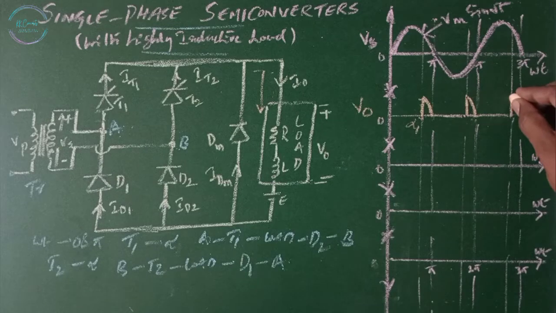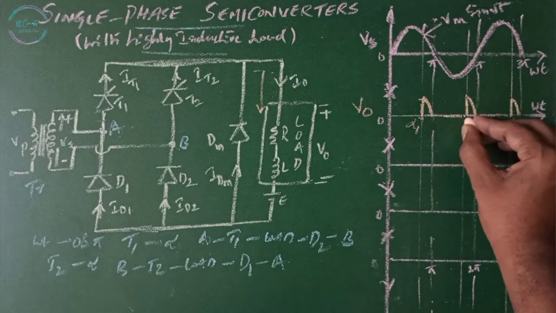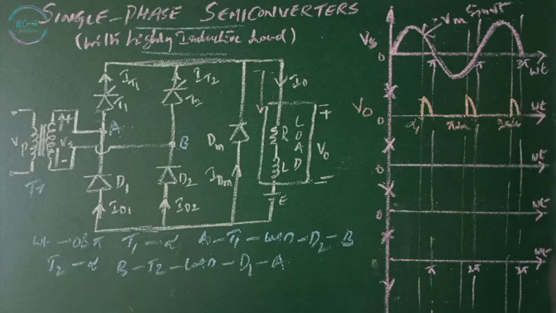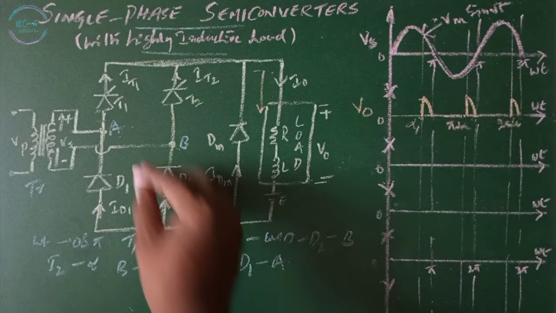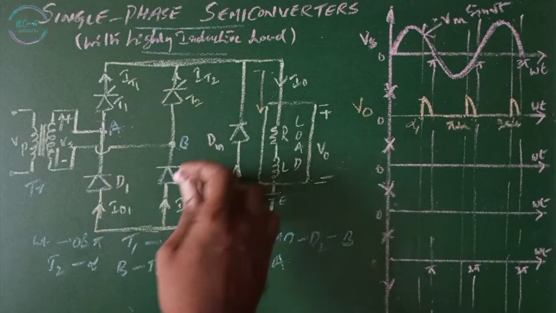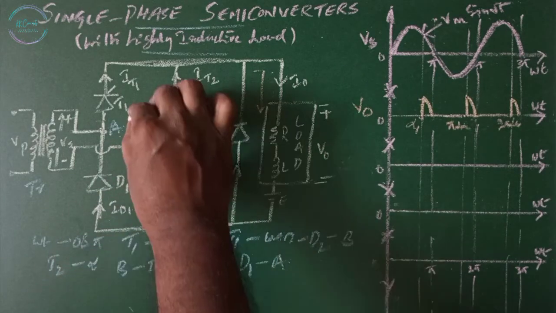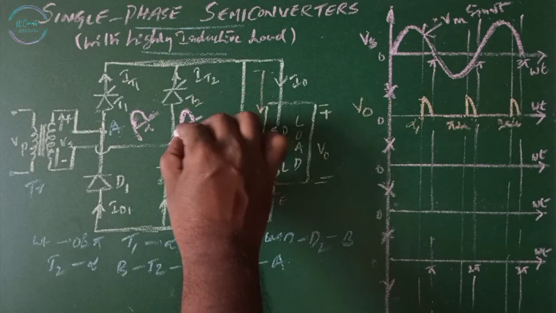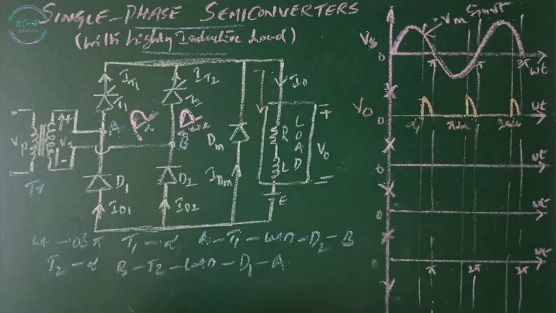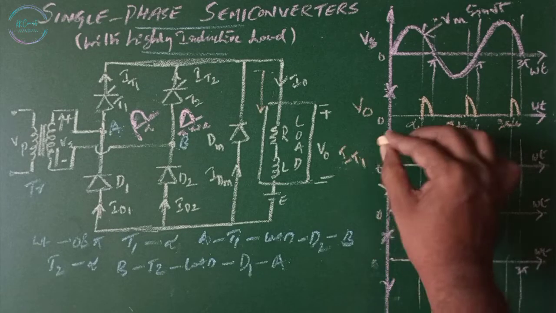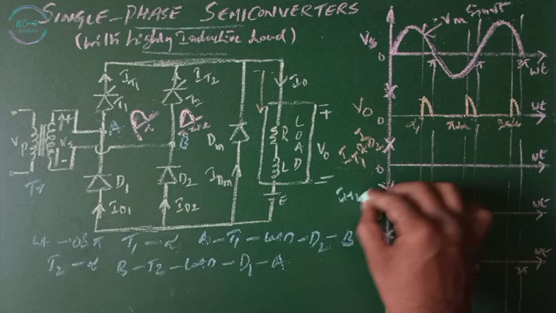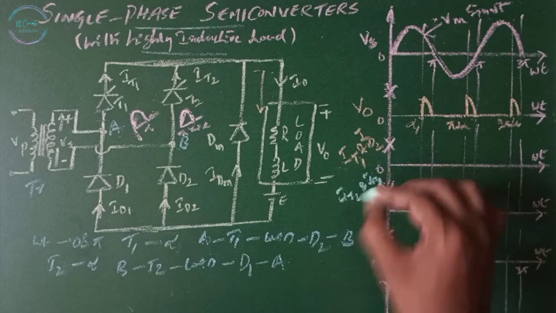T1 is going to trigger at alpha. This is pi plus alpha and this is 2 pi plus alpha. So this is the output that appears across the load. The remaining voltage is going to appear across T1 and D2, from 0 to alpha, and for this, pi to pi plus alpha. This is the current IT1 and ID2, and this is the current IT2 and ID1.